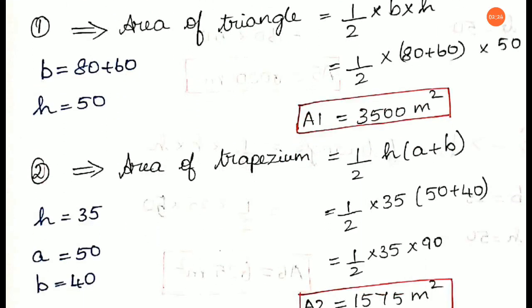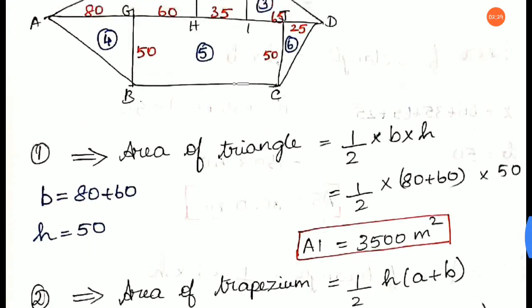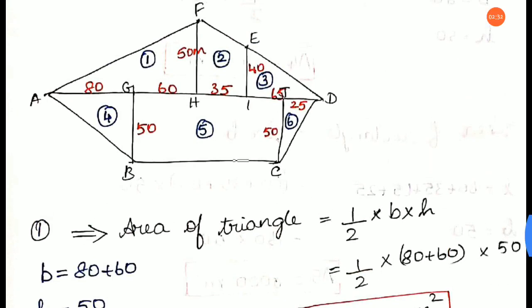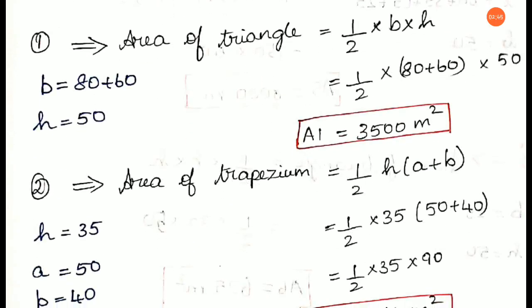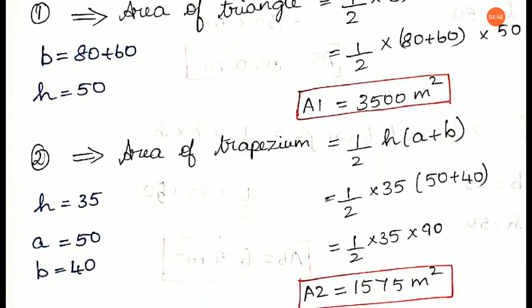Now the second one is in the form of a trapezium. So second one implies area of trapezium, half h into a plus b. Now look at this diagram and tell me which one is h and which ones are a and b. I told you the 2 parallel sides are a and b and the other side is called the height. Shall we substitute the values now? h is equal to 35, a is equal to 50 and b is equal to 40. We substitute in this formula, half into 35 into 50 plus 40, or directly you can write 90. Then you simplify and the area of the second shape is derived.